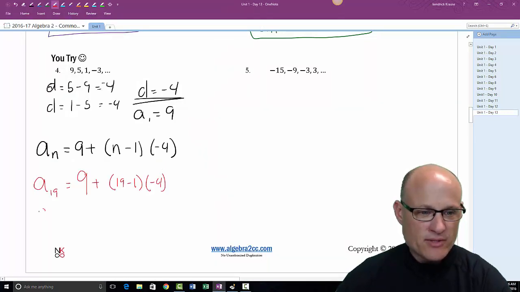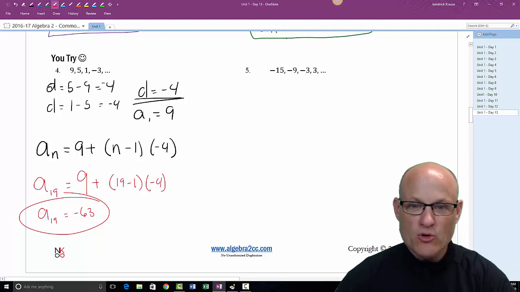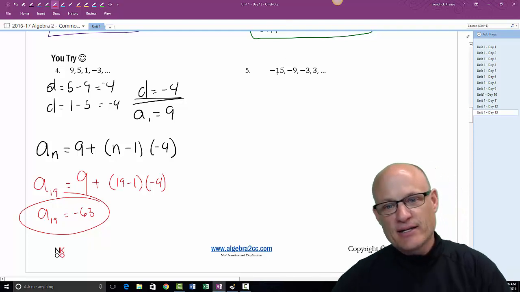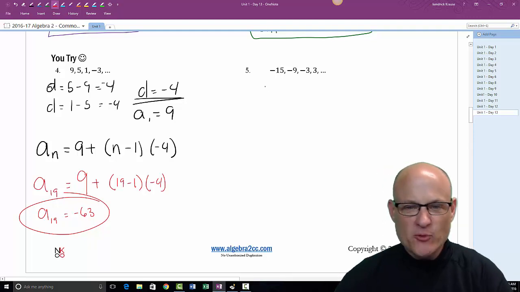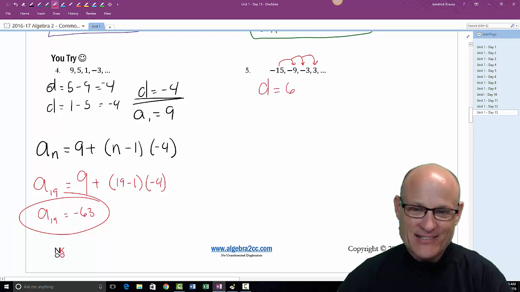Negative 63. So a sub 19 is equal to negative 63. Hopefully you got that one right. We got one more of these type. You've got to be careful with your common difference. Notice it's getting bigger, and it's getting bigger, and it's getting bigger. So if you did this work, you'd find out that d is equal to 6, and then my a sub 1 is equal to negative 15.